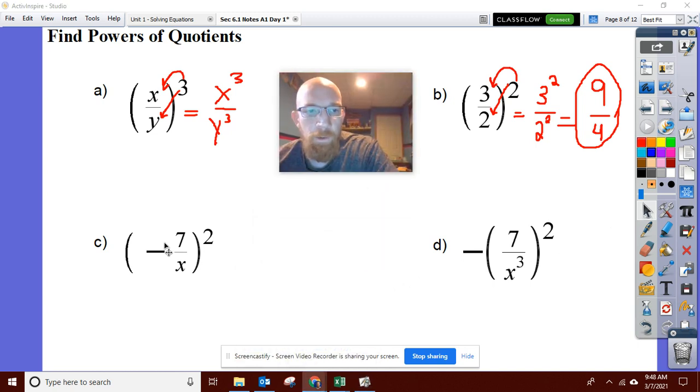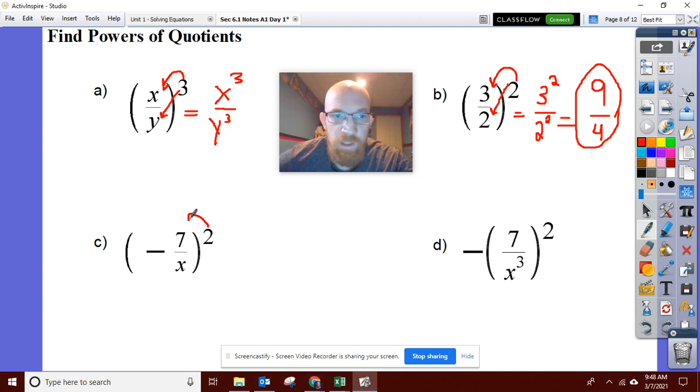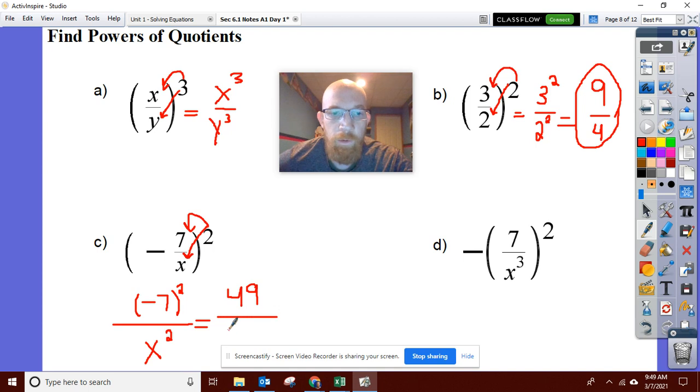Let's take a look over here now at C. We have a negative, which is okay. We're going to just move that negative to the 7. And we're going to, again, distribute that 2 to each of the items inside those parentheses. So it's going to be negative 7 squared over x squared. And then you can do the math for that. Again, the calculator will do the work, or maybe you know this by heart. What is negative 7 times negative 7? That would give you 49, right? Over x squared.